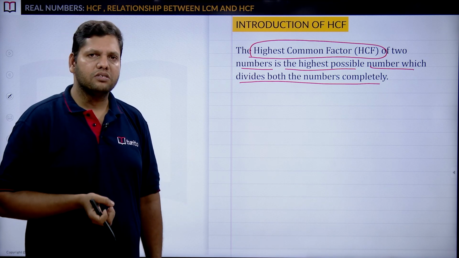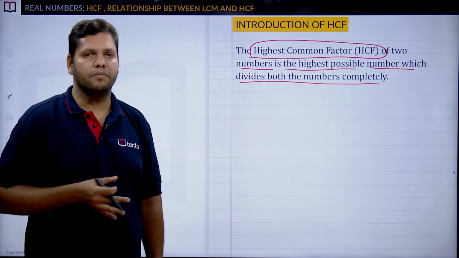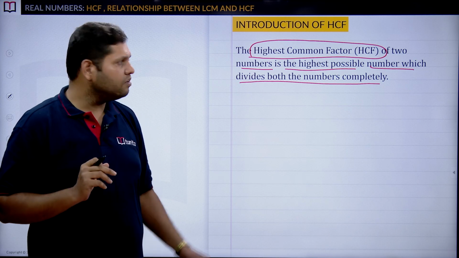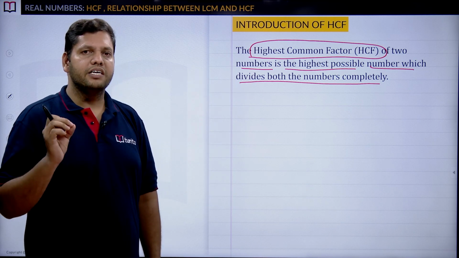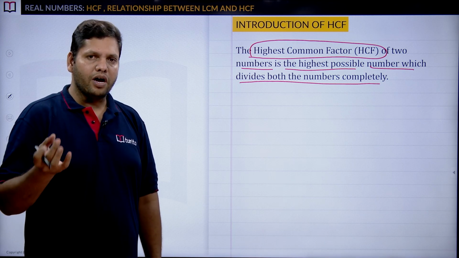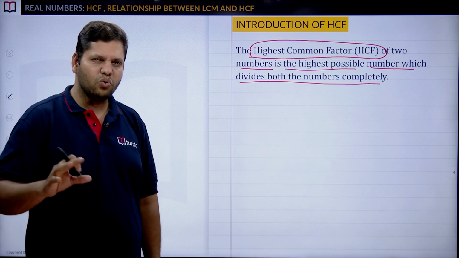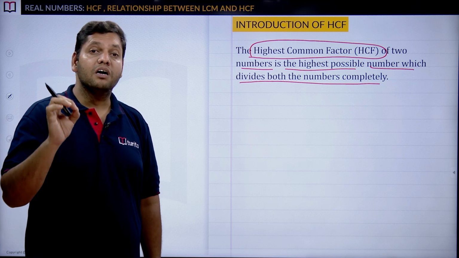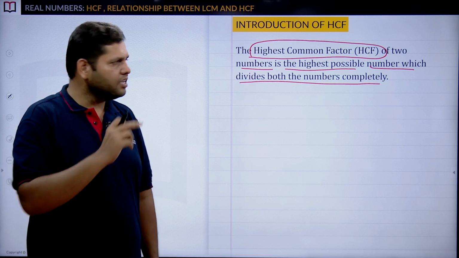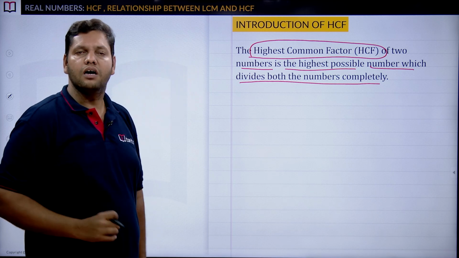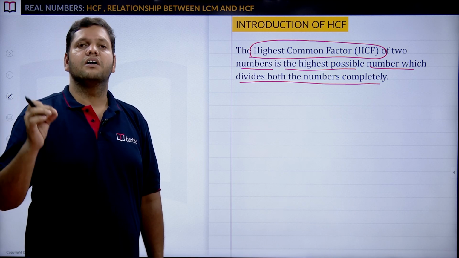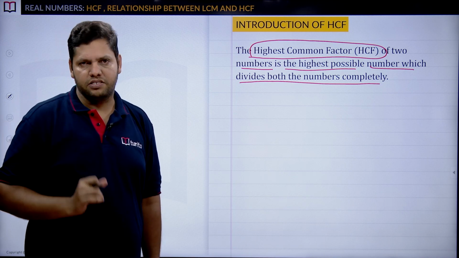Here completely means we have to get 0 as a remainder. So that is called the complete division. Am I clear, children? What is the definition of HCF? HCF means the highest common factor. Among all the factors of 2 or 3 numbers, we have to pick up the greatest one. So the greatest factor we can say highest common factor, or GCD, that is greatest common divisor.